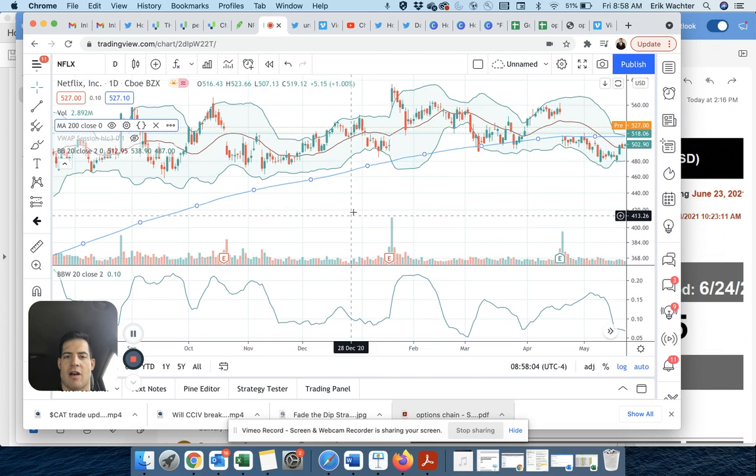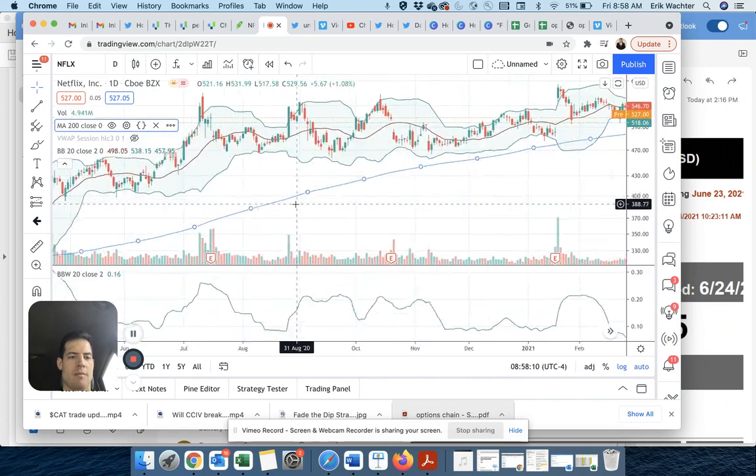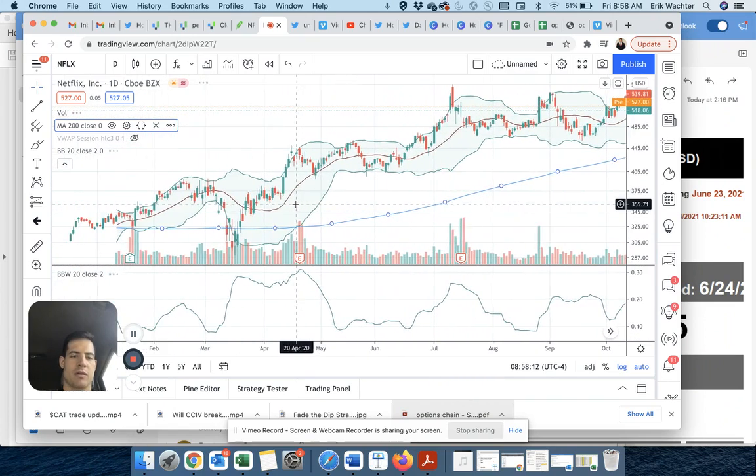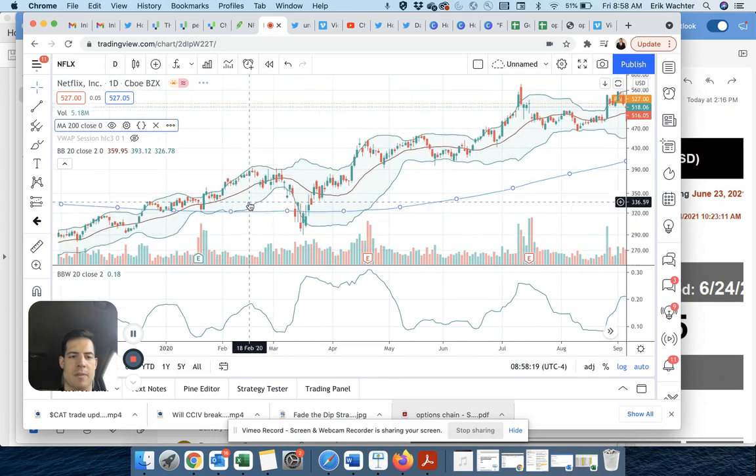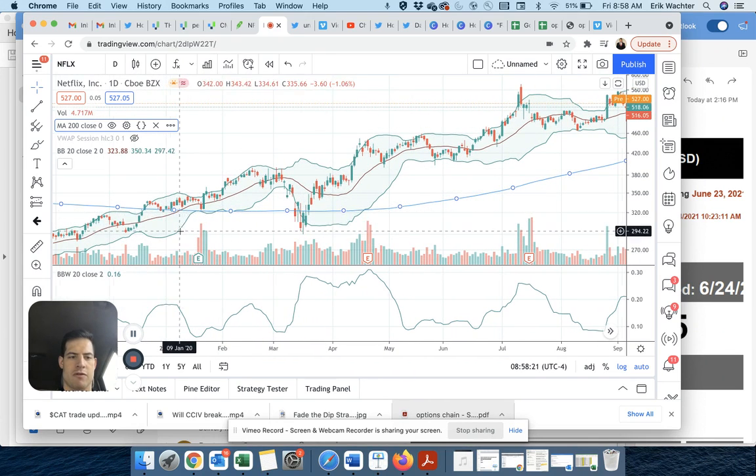But let's look at a time here where we come out of the Bollinger Band completely, and we tend to revert. But the thing is, crossing up through the 200-day moving average is a very strong signal. Here it looks like we bounce off of it.